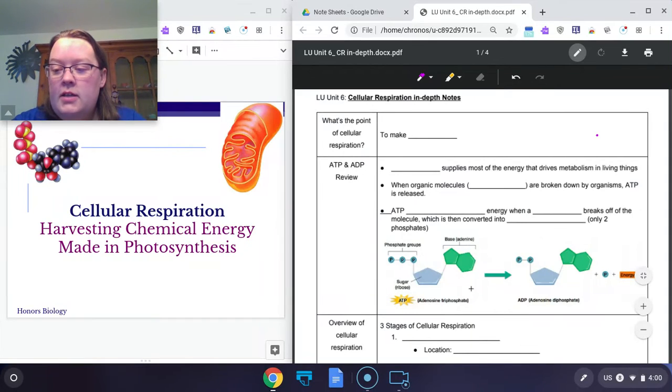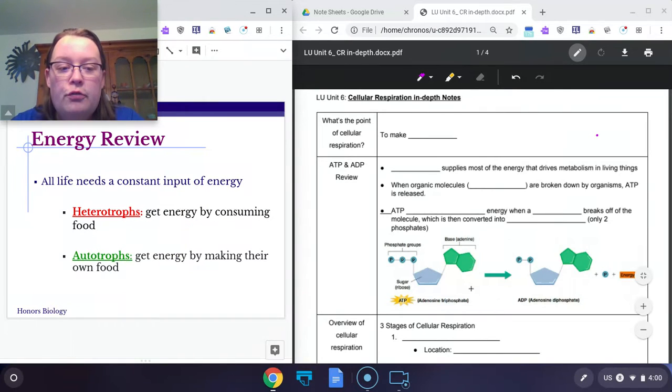All right, welcome back. So last time we talked about cellular respiration and photosynthesis at just a surface basic level. This time we're going to be talking about the in-depth look at cellular respiration and how it happens. So again, just an overview. All living things need energy.